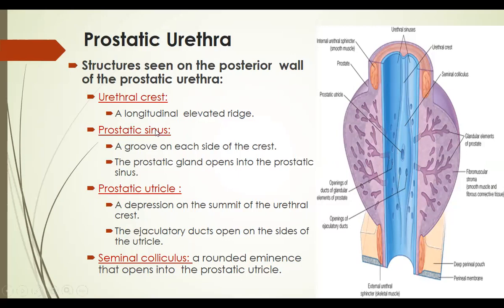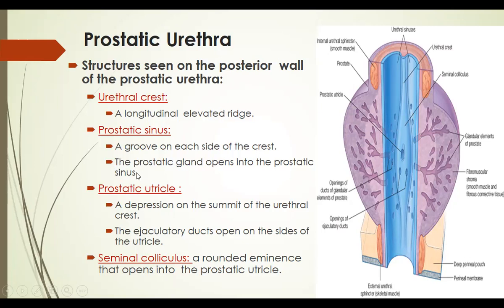Then the prostatic sinus, a groove on each side of the crest. So here is the urethral crest. On each side, there is a prostatic sinus. Sinus means space. On either side of the urethral crest there are sinuses, a groove on each side. The prostate gland opens into the prostatic sinus. If you see here, all these openings are the openings of the prostatic glands into this sinus.